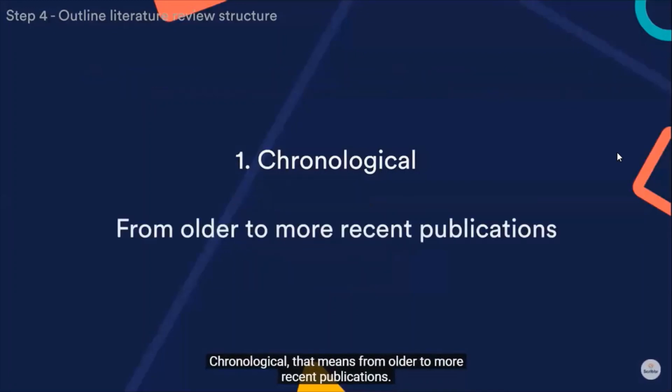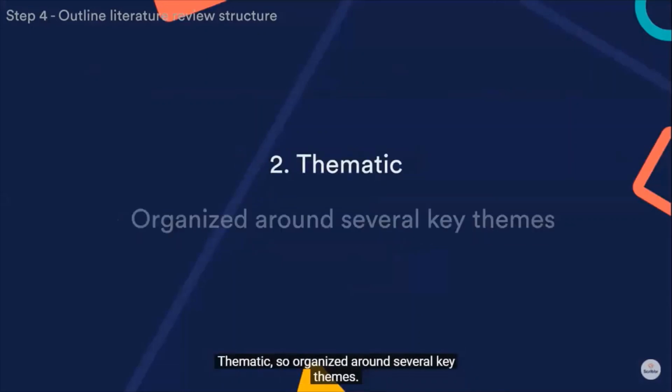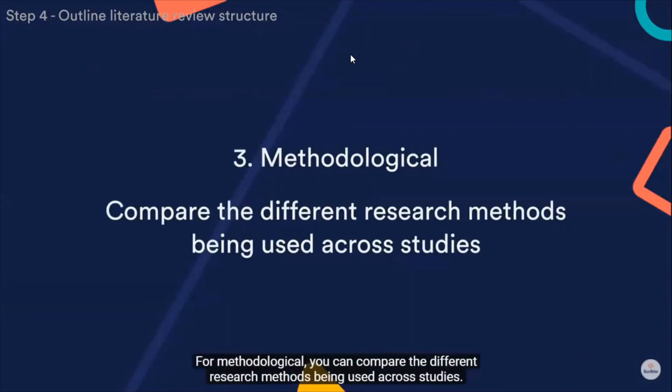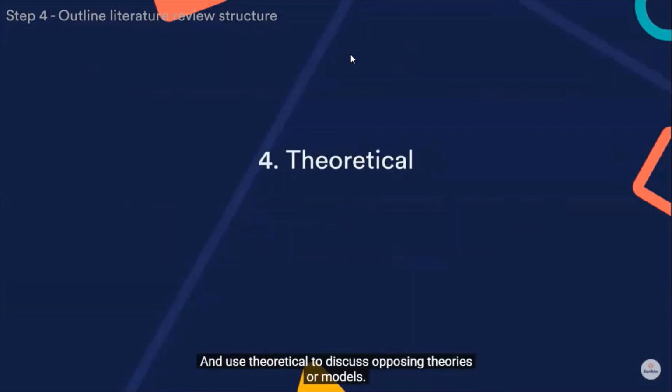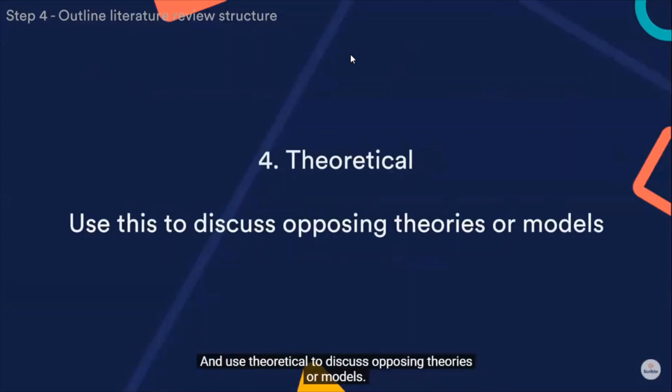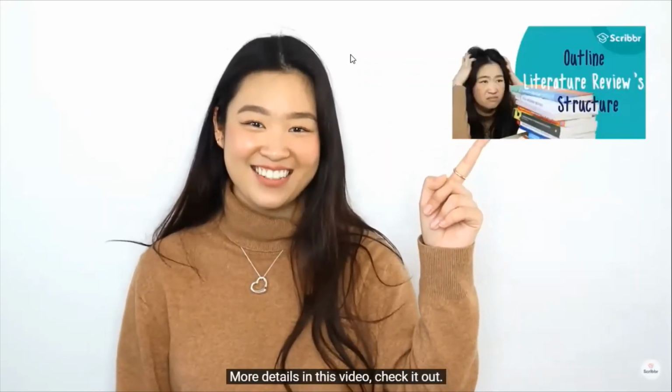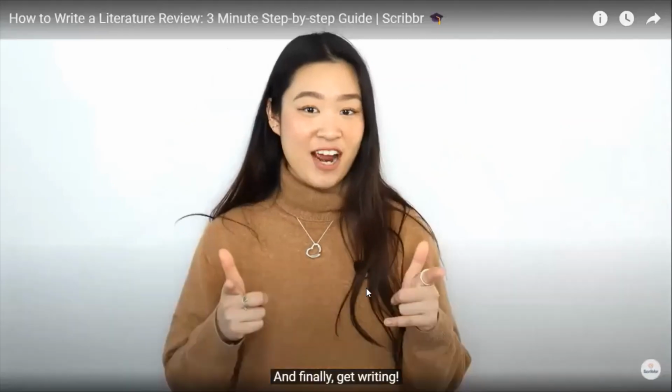Chronological, that means from older to more recent publications. Thematic, so organized around several key themes. For methodological, you can compare the different research methods being used across studies. As for theoretical, you use it to discuss opposing theories or models. More details in this video. Check it out. And finally, get writing.